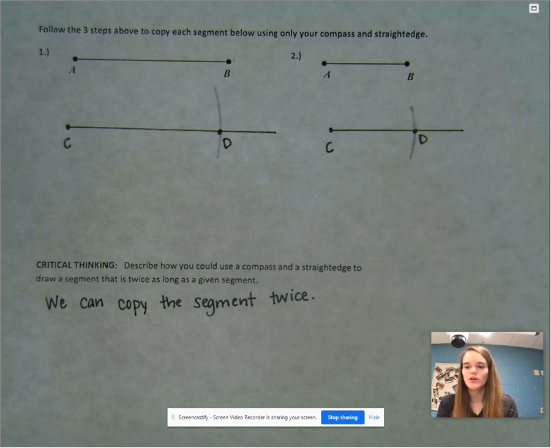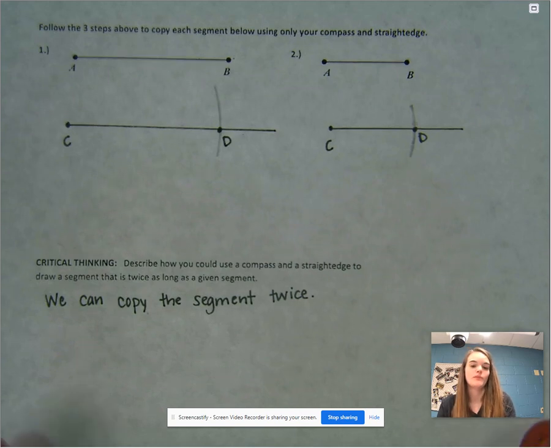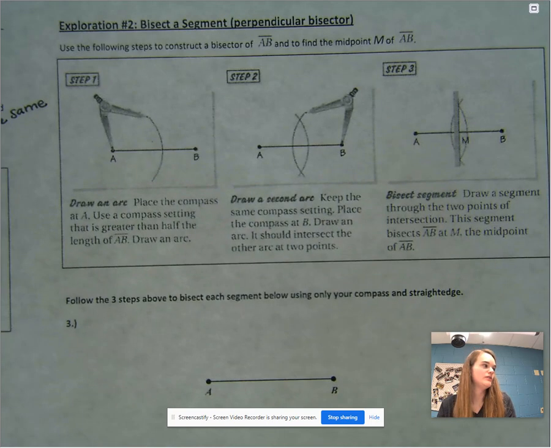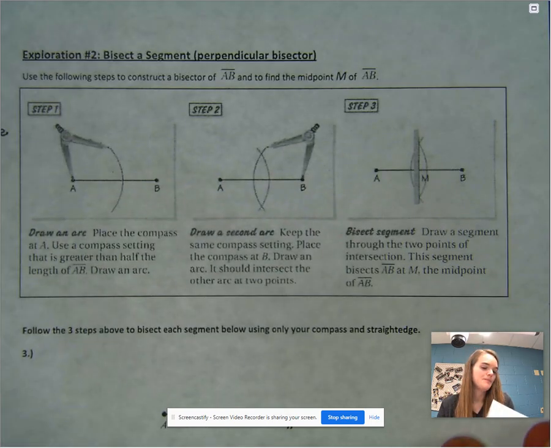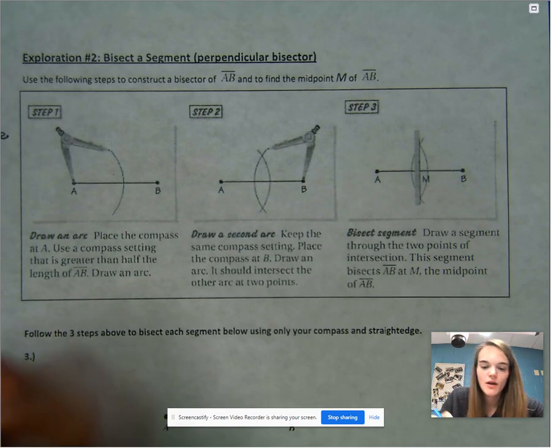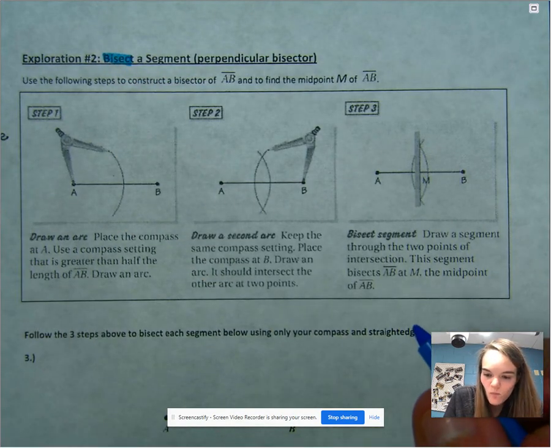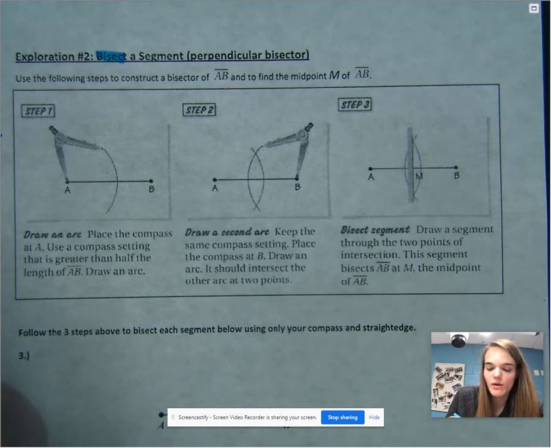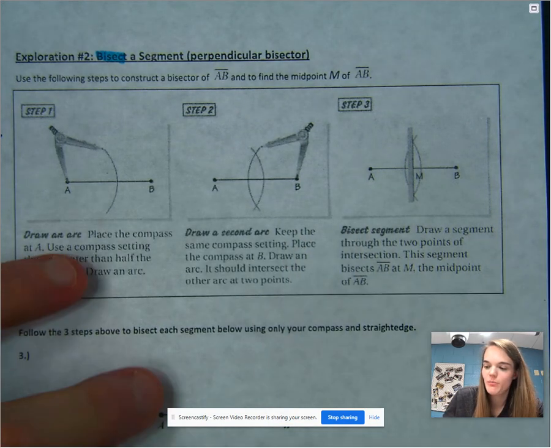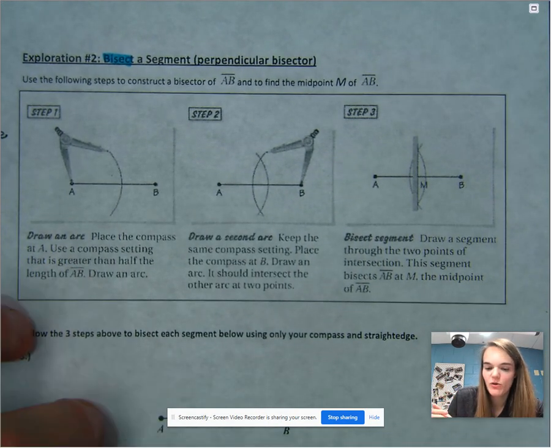Alright, now we're going to talk about how to bisect a segment, or something that creates a perpendicular bisector. We need to talk about what the word bisect means. Bisect a segment says we're finding the midpoint. You guys know what midpoint is, I'm pretty sure. Midpoint is the point that's directly in the middle.